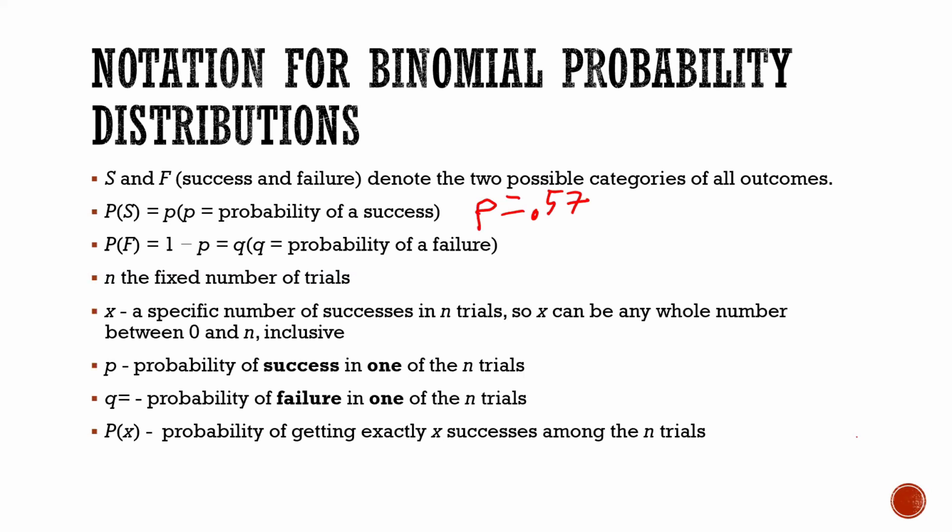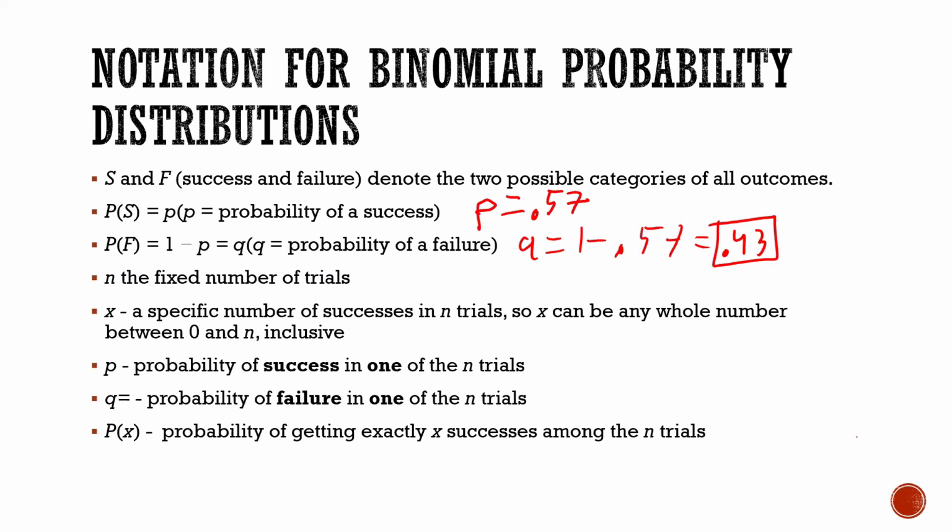So 1 minus P is the probability of a failure, right? Sometimes we designate that with Q. If you don't like having to remember Q, you can just write 1 minus P. It's the same thing, right? So in this case, Q is the probability of a failure. And P plus Q is always equal to 1. Therefore, 1 minus P is equal to Q, right?